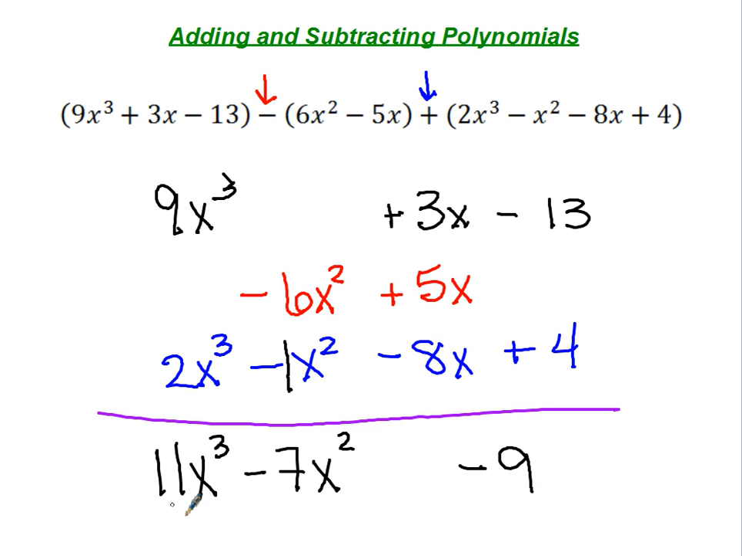And there is my final answer. Once I have added and subtracted my polynomials, I'll have 11x cubed minus 7x squared minus 9 as my final answer.